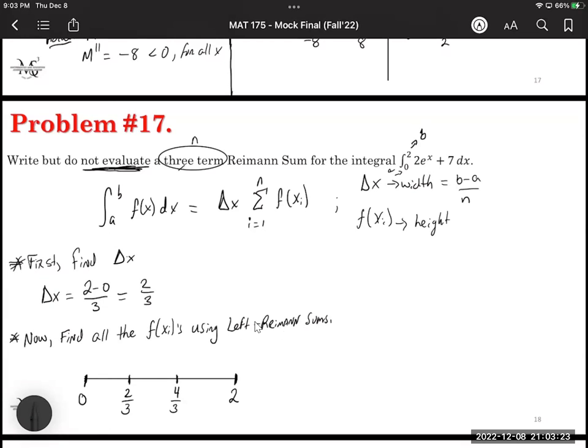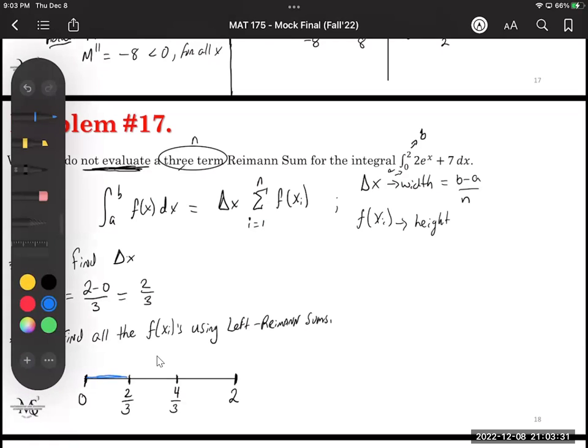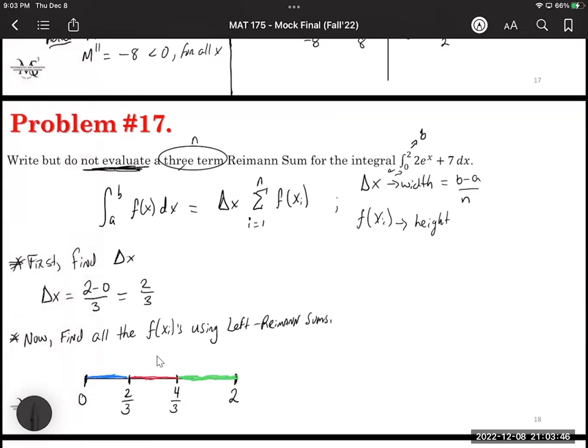Because I said that I'm using the left Riemann sums to get our heights, the values that I'll plug in from each partition are these. Let's say we go from 0 to 2/3, then 2/3 to 4/3, and then 4/3 to 2. I'm using all the left endpoints of each part. So I have to use 0, 2/3, and 4/3. Your f of xi's are going to be precisely f of 0, f of 2/3, and f of 4/3.